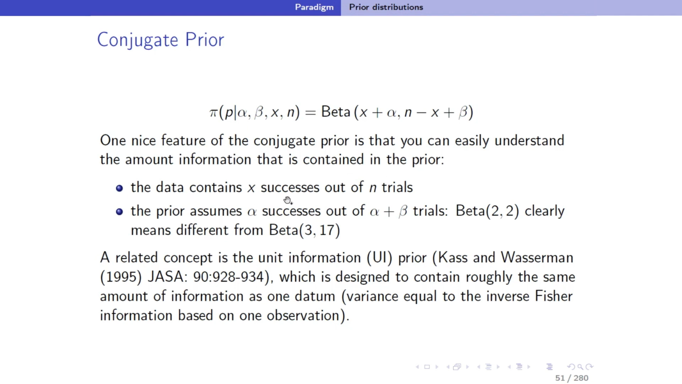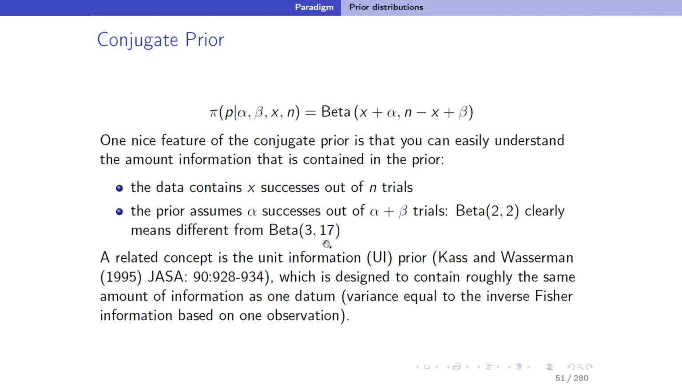So the data contains X successes out of N trials, and the beta prior with alpha and beta, the scale and the shape parameters, indicates alpha successes out of alpha plus beta trials. So if you look at beta 2,2 and beta 3,17, you know clearly what information they represent.